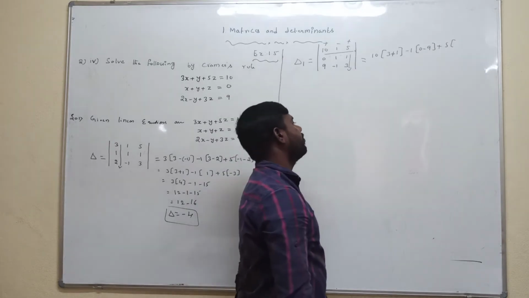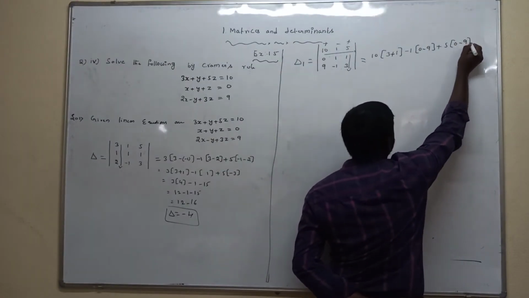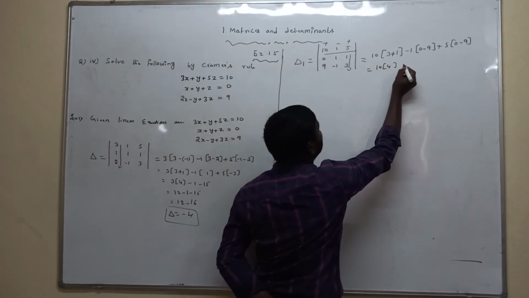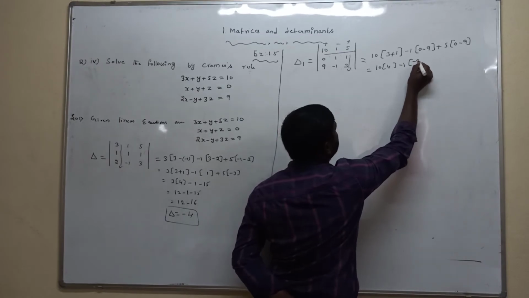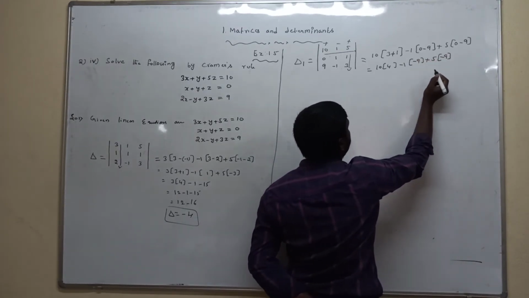Cross multiply left of the element. 0 into minus 1, the value is 0. Minus 9 into 1 is 9. Simplify this one. 3 plus 1, that value is 4. 0 into minus 9, that value is minus 9. Plus 5 into 0 minus 9, that value is minus 9.